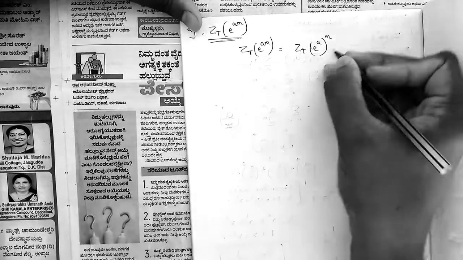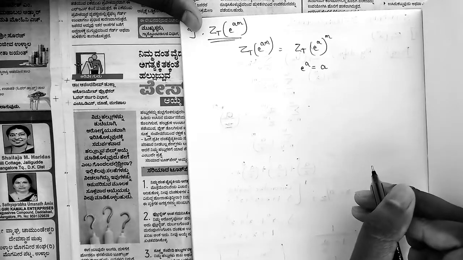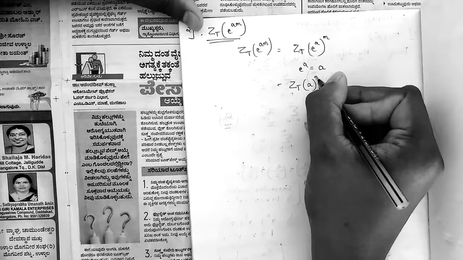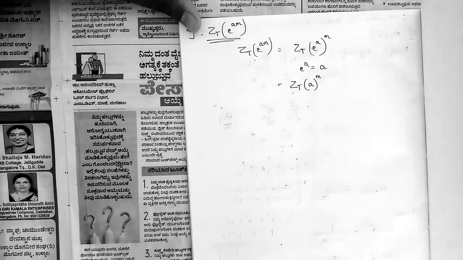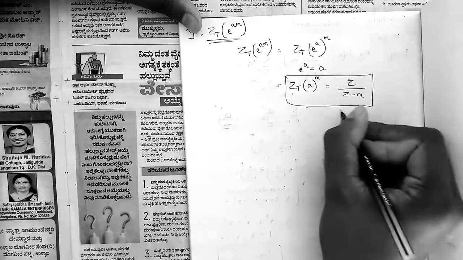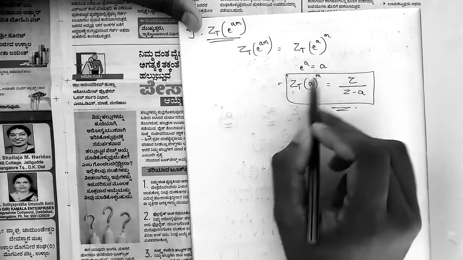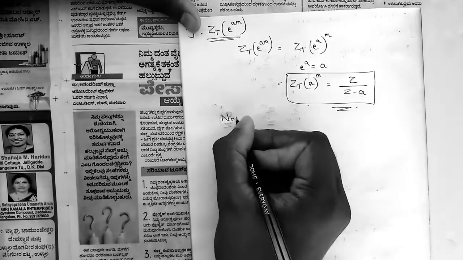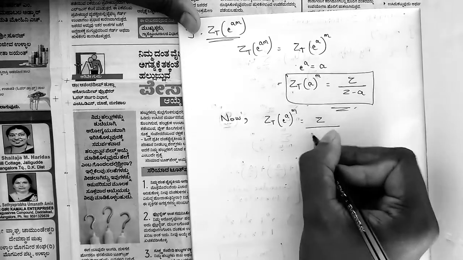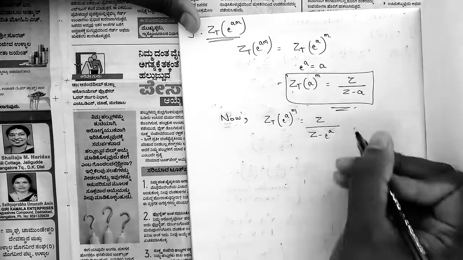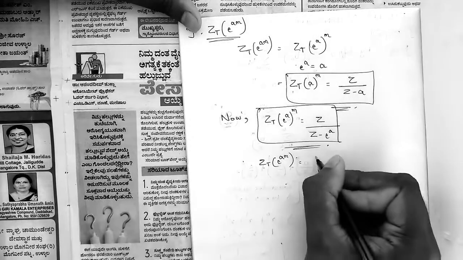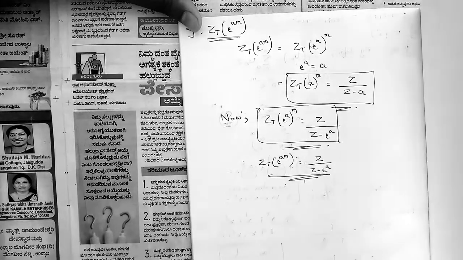Now if we put this e power a as equal to a, what do we get? We get z transform of a power n. We have already discussed the z transform of a power n just now. What is z transform of a power n? That is z by z minus a, right? So nothing much to do. In place of a, we need to substitute e power a. So now what does the z transform look like? Z transform of e power a to the power n is equal to z by z minus, in place of a now it is e power a. So this is the required z transform of e power a n, that is z by z minus e power a.